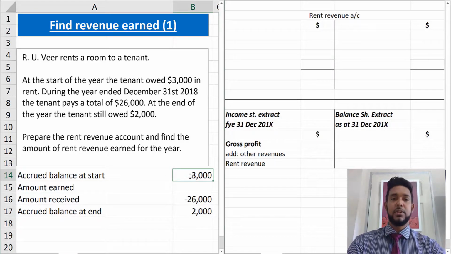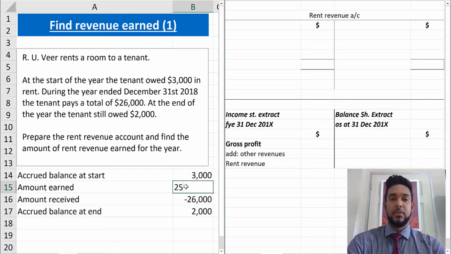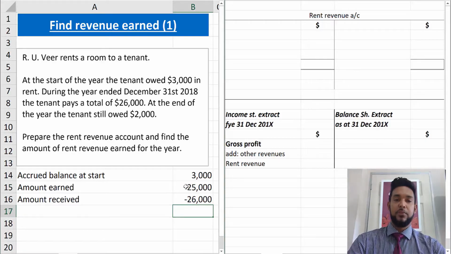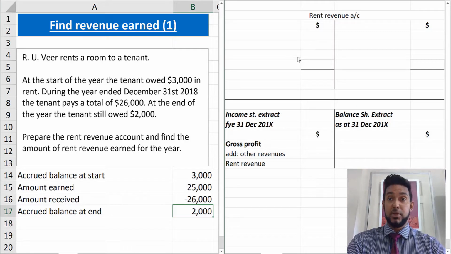Okay, so they still owed us $3,000 from last year, and we got $26,000, which means we could take $3,000 out of this to show what was paid towards this year, which will give us $23,000. But we were still short $2,000 at the end of the year. So if we received $23,000 in respect of the current year, but we were still short $2,000, it means that this figure was supposed to be $25,000. Now let's check it out. If we delete that figure and we do a sum here, 2,000. So it works. Let's check it out in the T account and make sure it ties back.